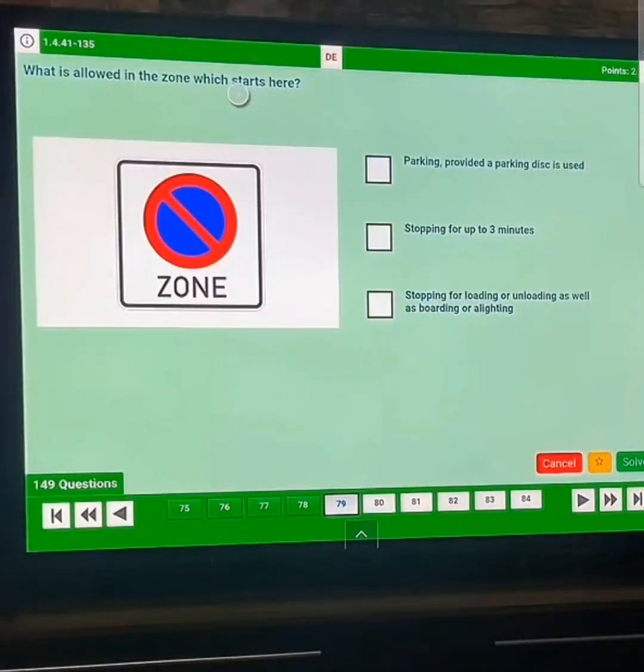What is allowed in this zone which starts here? Parking, provided a parking disc is used. No. Stopping for up to what? It did there, 3 minutes. Stopping for loading and unloading as well as boarding and alighting.